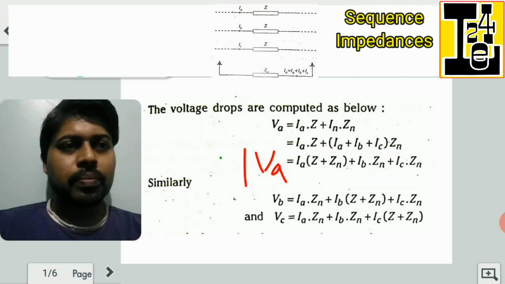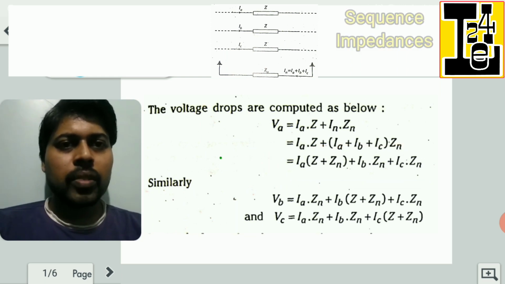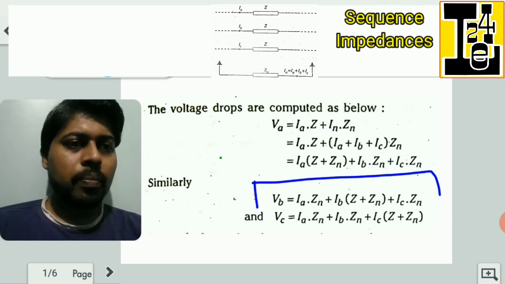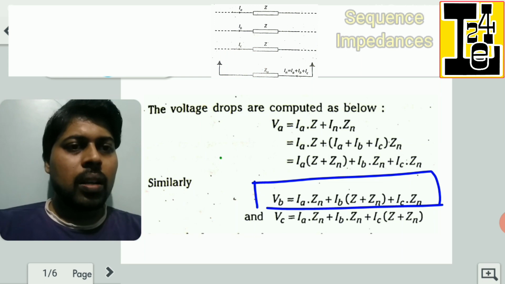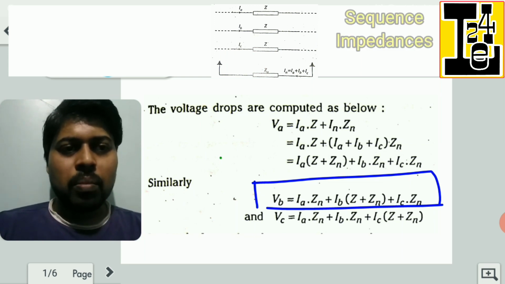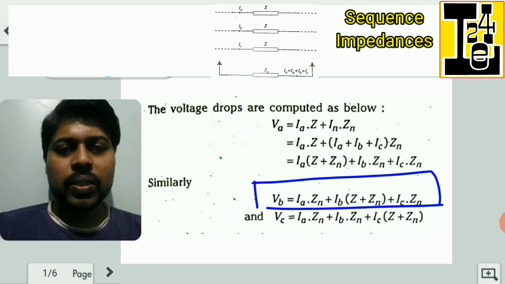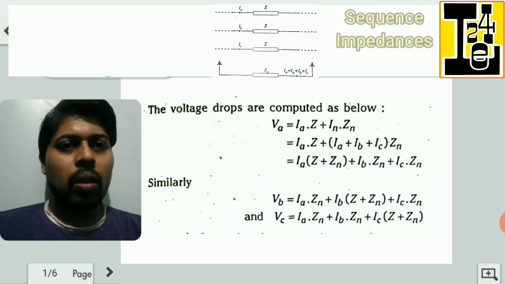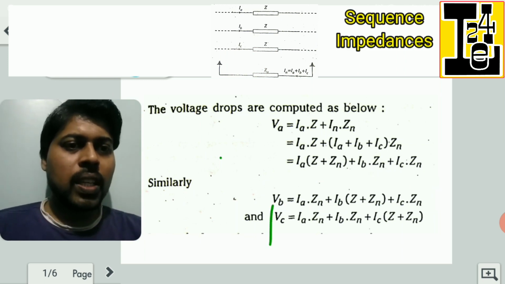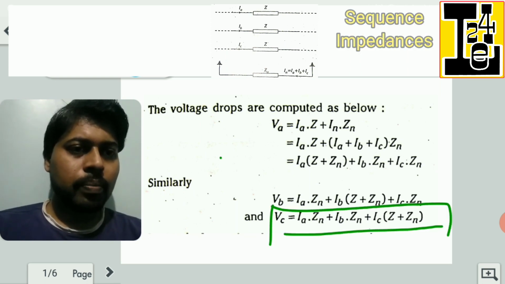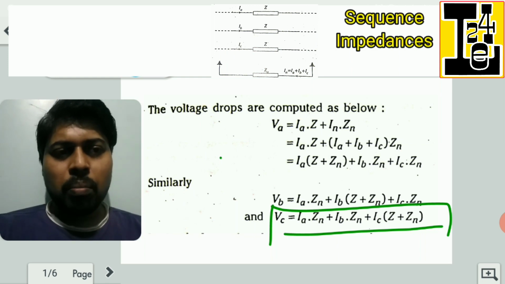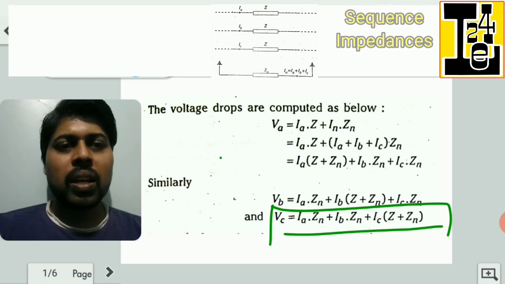Similarly, we can also solve for VB, which equals IA Zn plus IB into bracket Z plus Zn plus IC Zn. We can also solve for VC as IA into Zn plus IB Zn plus IC into bracket Z plus Zn.